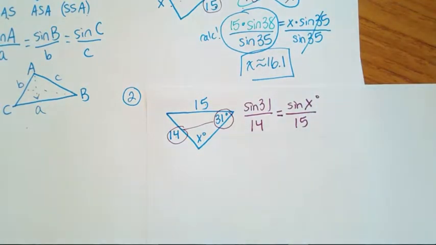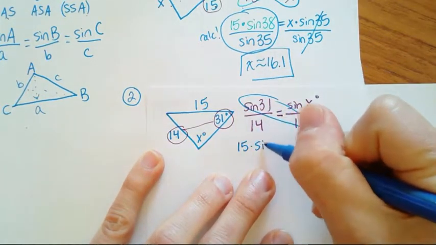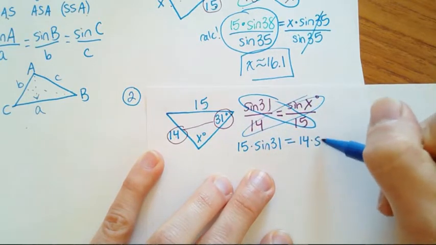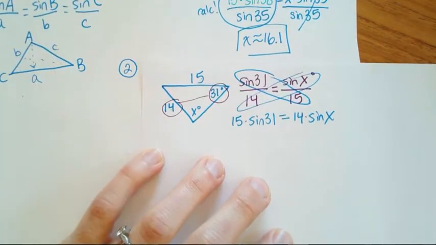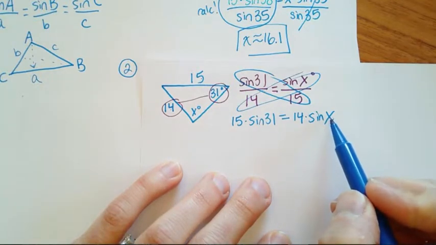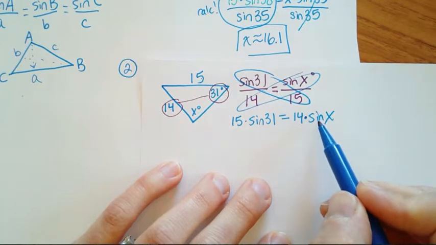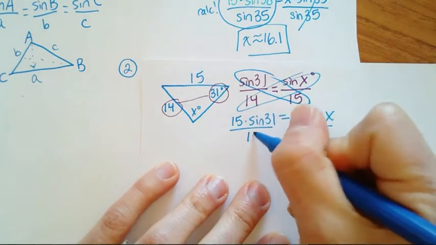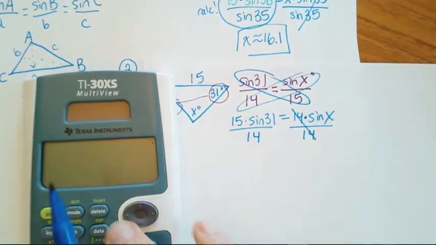And so from here we cross multiply. 15 times the sine of 31 equals 14 times the sine of x. And if I'm going too fast, just pause, let your brain catch up, and then press play again. Here's my variable. So I've got two things I have to get rid of here. I have to get rid of the times 14, and I have to get rid of the sine function. The first step is to get rid of the 14, and so I'm going to do that by dividing on both sides by 14. And at this point, I think I'll go ahead and type this into the calculator.